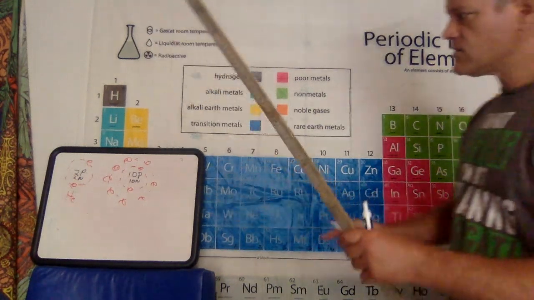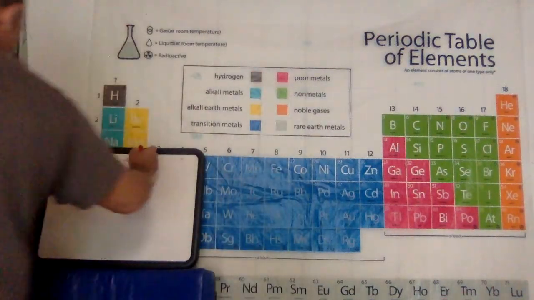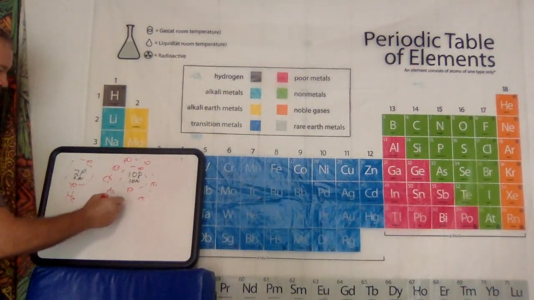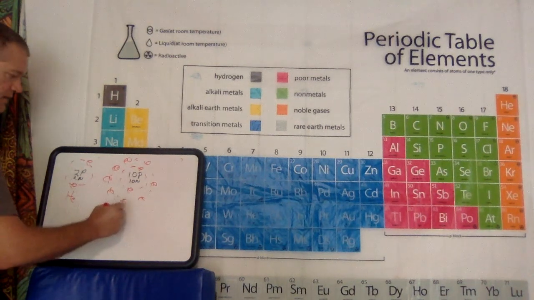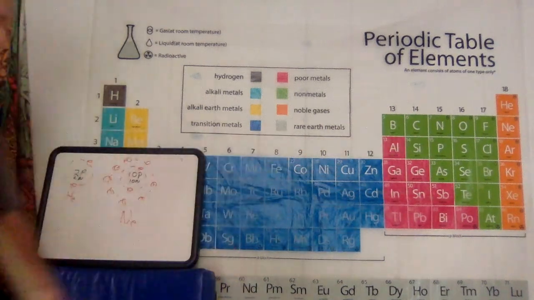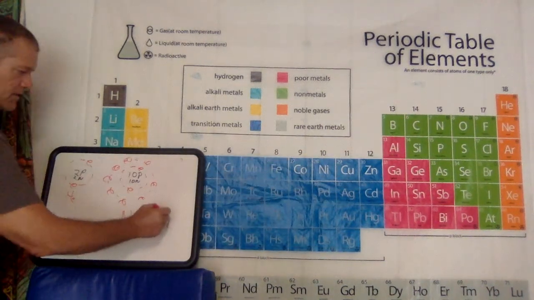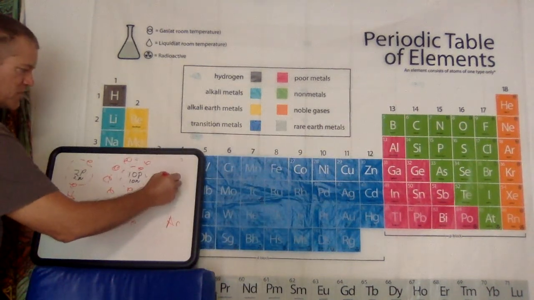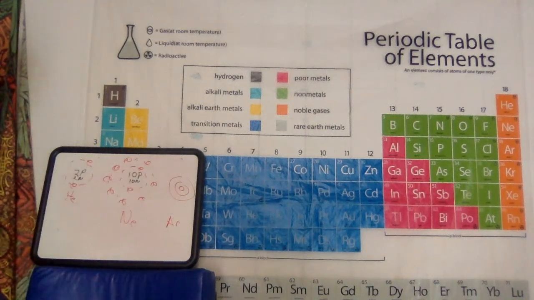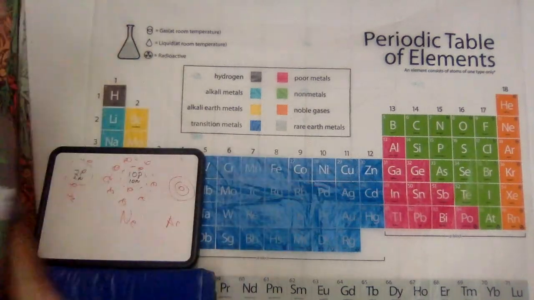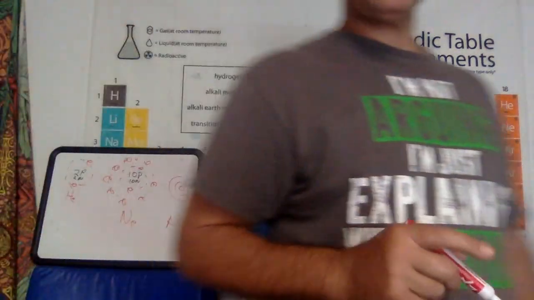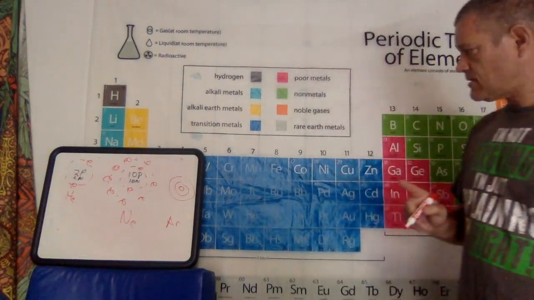Is it holding 8? Yes. Let's make sure: 1, 2, 3, 4, 5, 6, 7, 8. Yep, so this is filled. This neon is filled. And if I drew argon, its third shell would be filled. If I drew an argon here, it would have 3 shells, and they would all be full. If I drew krypton, it would have 4 shells, and they'd all be filled. Now guess what? What's Xe? Xenon.